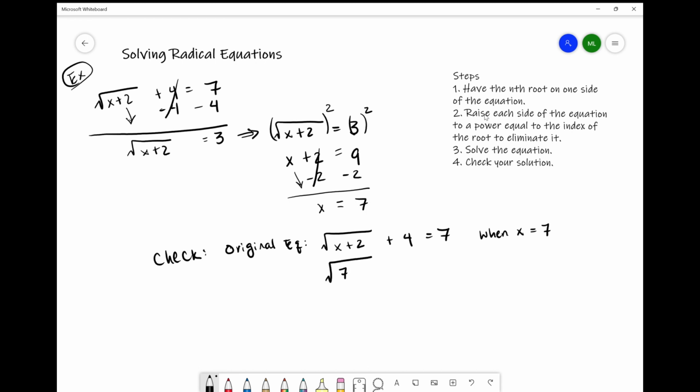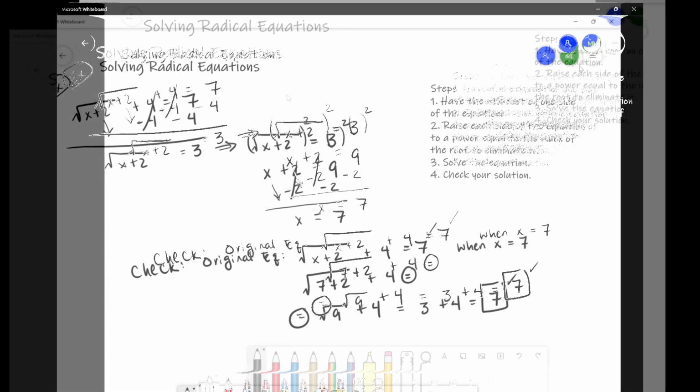So I have the square root of 7 plus 2, plus 4. 7 plus 2 is 9, so I have the square root of 9 plus 4. And then all of that is equal to 3 plus 4, and that's equal to 7. So yes, it does check out. It matches. Okay, so whenever I have x equals 7, then the square root of x plus 2 plus 4 is indeed equal to 7. Now I want to go ahead and move along and also work on a harder problem.